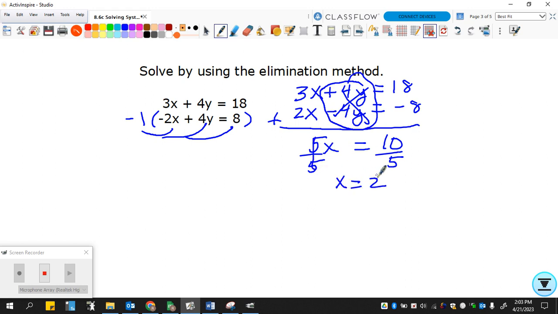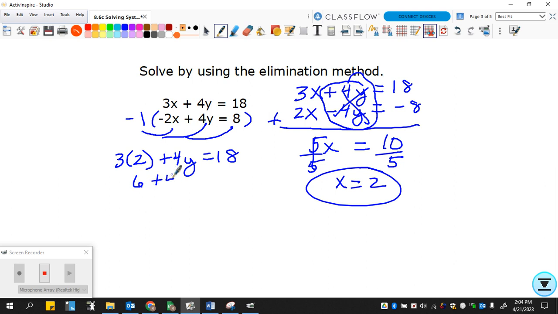So now we're going to take that x and plug it into one of the 2 equations. I'm going to plug it into the top one again because I don't like negatives. So I'm going to say 3 times 2 plus 4y, we've got to plug it into the original equation, is equal to 18. 3 times 2 is 6 plus 4y is equal to 18, minus 6, minus 6.